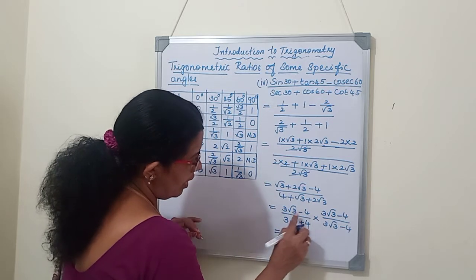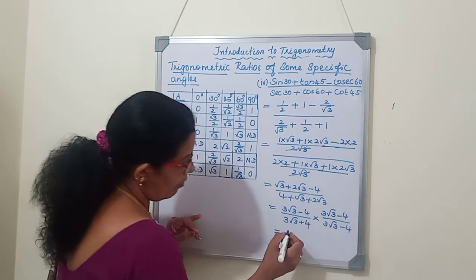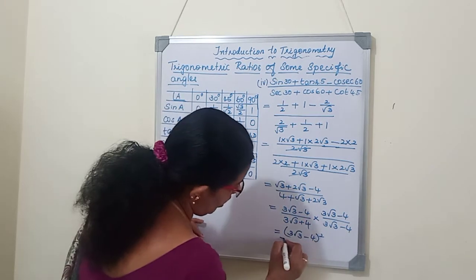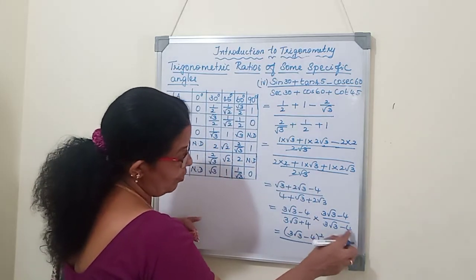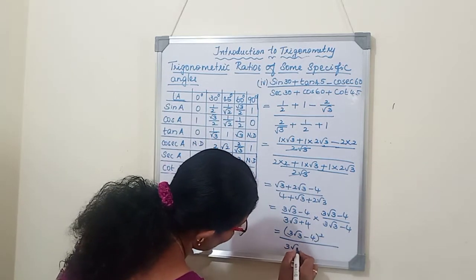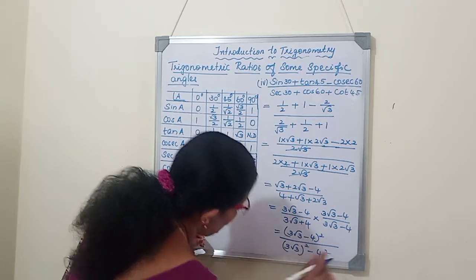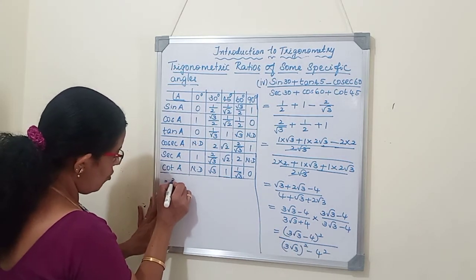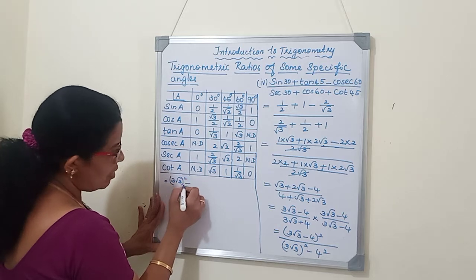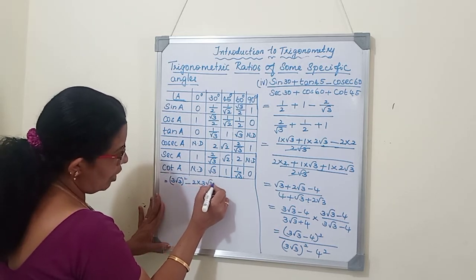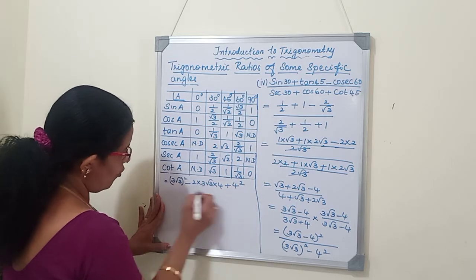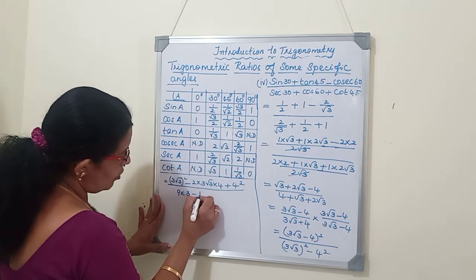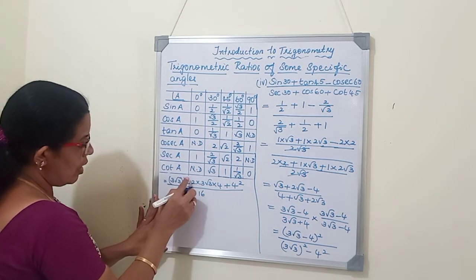So for the numerator we will apply the a minus b whole square formula. Otherwise you have to do binomial multiplication. Denominator again a plus b into a minus b, so a square minus b square. Now we will see a minus b the whole square. So we will write 3 root 3 the whole square, a square minus 2ab, 2 into 3 root 3 into 4, plus b square is 4 square. Denominator is 3 square is 9, root 3 square is 3, 4 square is 16. Now what is 3 square? 9.